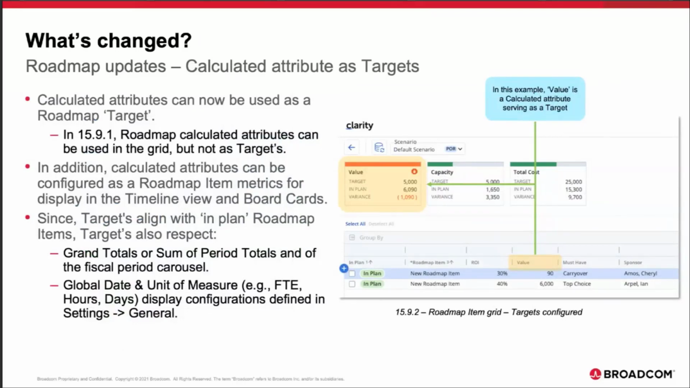In addition, the calculated attributes can be configured as a roadmap item metric for display in the timeline view or board cards. And since targets align with in plan, roadmap item targets also respect grand totals or sum of totals and the use of the fiscal period carousel. And also that global date and unit of measure like FTE hours, days, the use is set in settings and general. Roadmaps now responds to those settings as well.